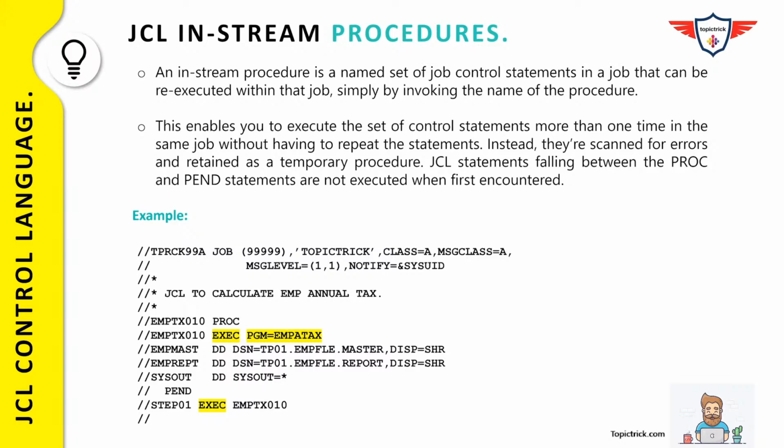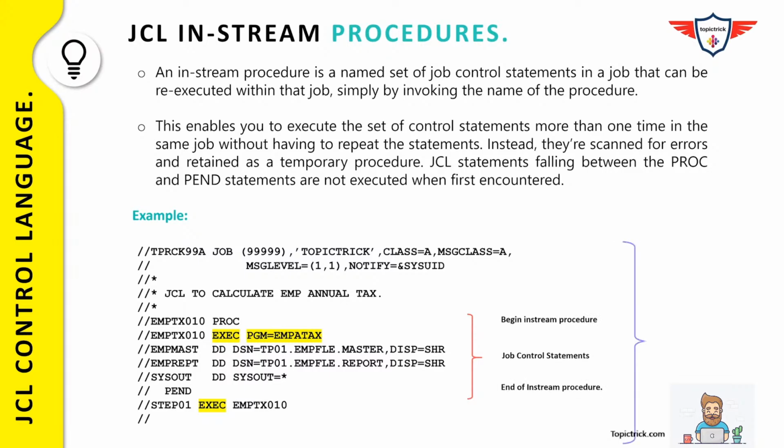So here's a sample JCL that includes an in-stream proc, and I will be invoking this in-stream proc within the JCL itself. Let me quickly walk you through the sample JCL. The first two lines are a job card, and we have discussed in our previous slides how to write a job card. The next three lines are a comment, and it is always recommended that you include a precise description of what this JCL is actually doing.